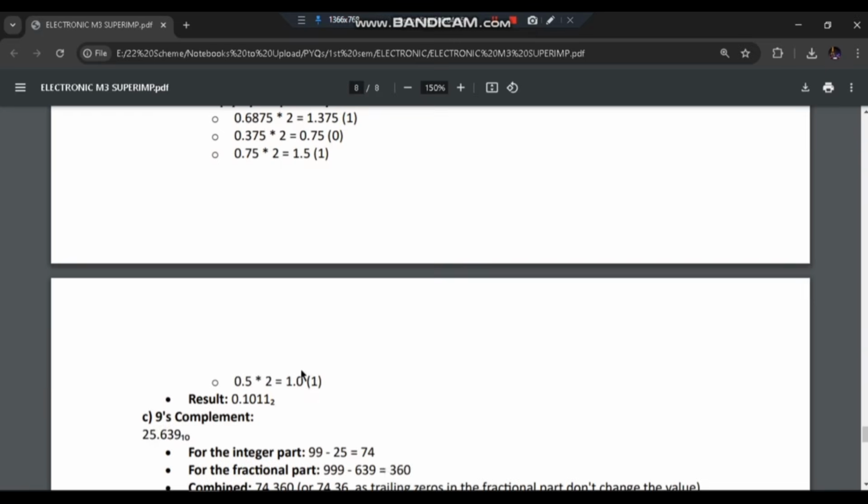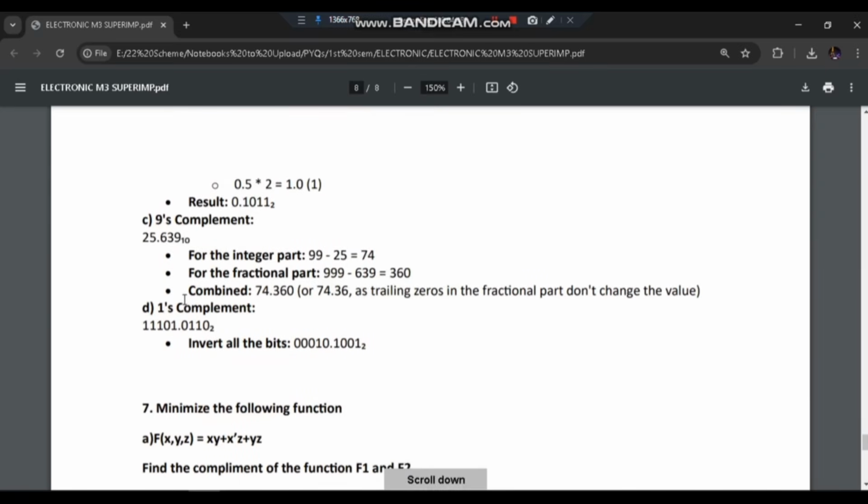Okay. Next is the nines complement. You have to convert this into the nines complement of it. So this is the number given. For this you have to take it separately. First is the integer part, second is the decimal part. 25 is the integer, with 2 digits, so 99 minus 25 is 74, and 3 digits, so 999 minus 639 is 360. Just put it together, 74.360. Next is the ones complement. This ones complement is very simple. Convert all the ones to 0 and zeros to 1. Wherever you see 1, put 0 there, and wherever you see 0, put 1 there. That's all. Okay. So these are the conversions you need to know.